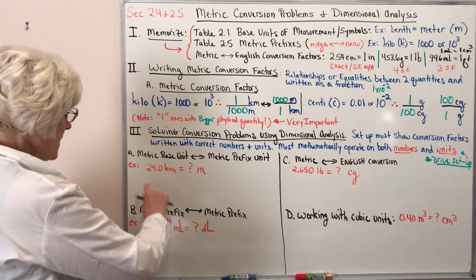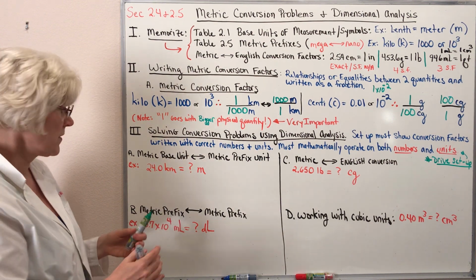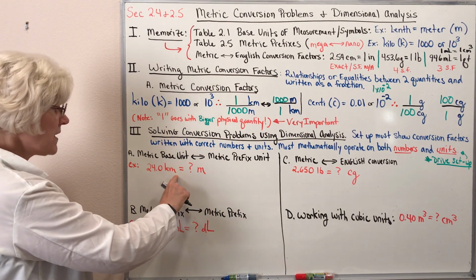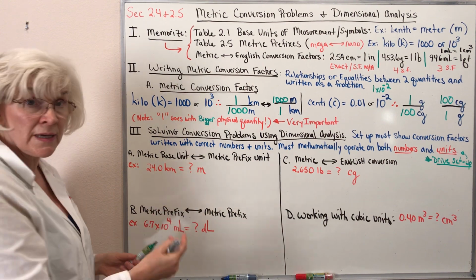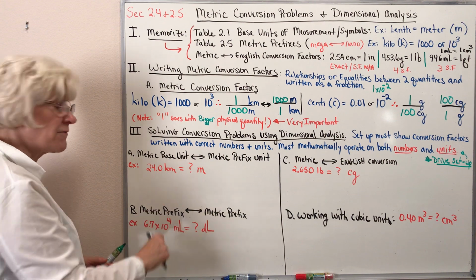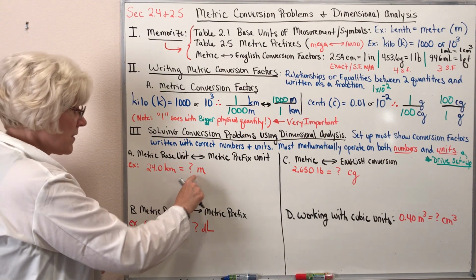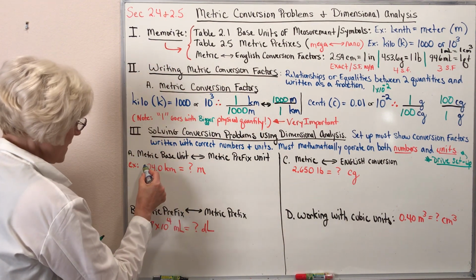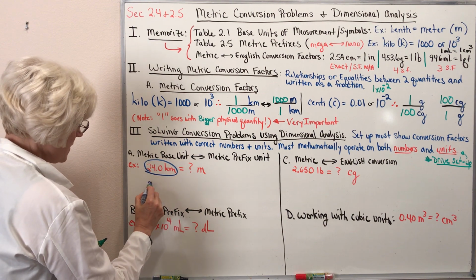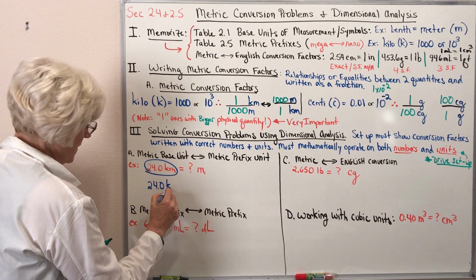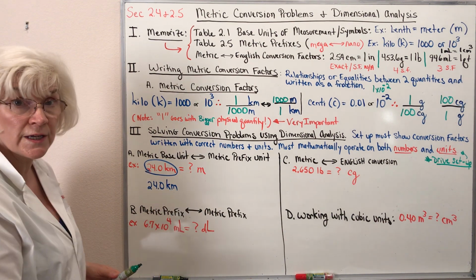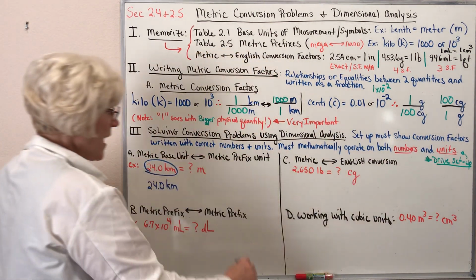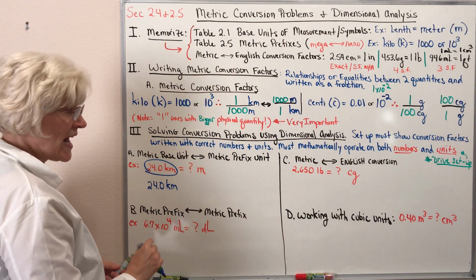The example that I've chosen is 24.0 kilometers is equivalent to how many meters? So kilometers involves a metric prefix unit, and we're now trying to convert to a base unit. So our starting point, of course, is the data that was provided to us, 24.0 kilometers. And we want to convert that into meters. So we're going to have to use a conversion factor. That conversion factor is going to need to have numbers and units in it.